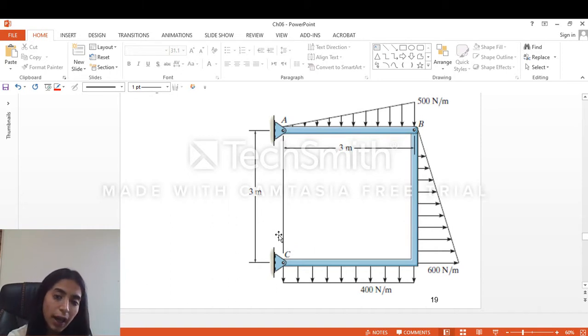Basically, I have 4 reactions because I have 2 reactions at A and 2 reactions at C. I have 4 unknowns, so I cannot take the whole frame as my free body diagram to find them, which means I should separate my members. How to separate my members? At the pin. Where is the pin? It is at B.